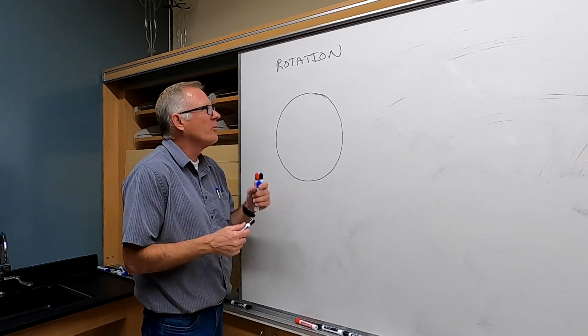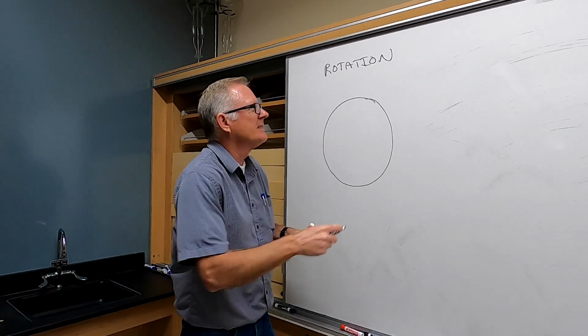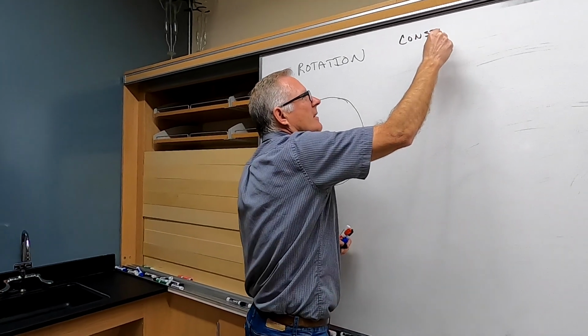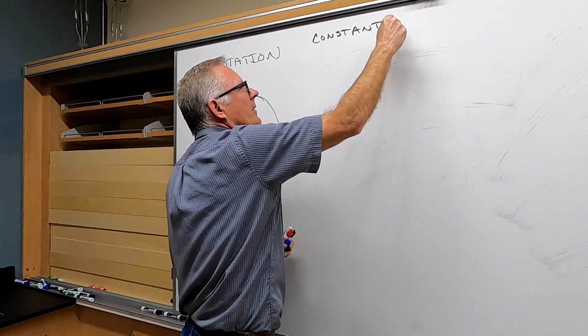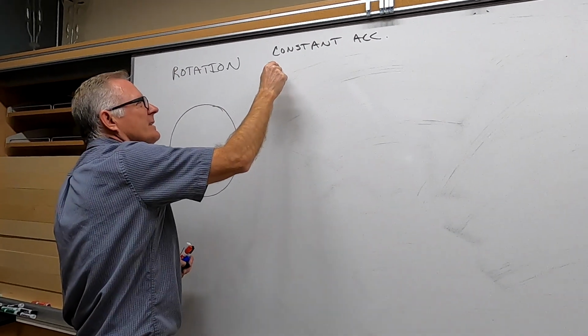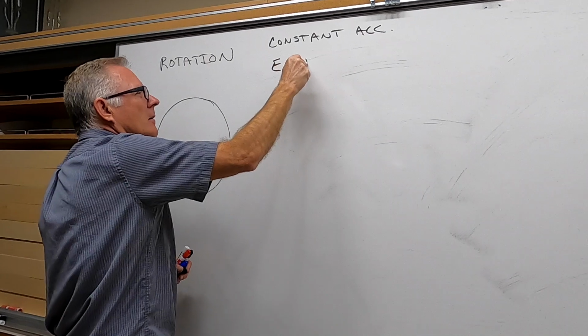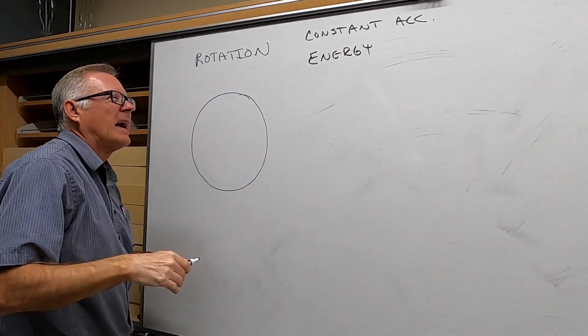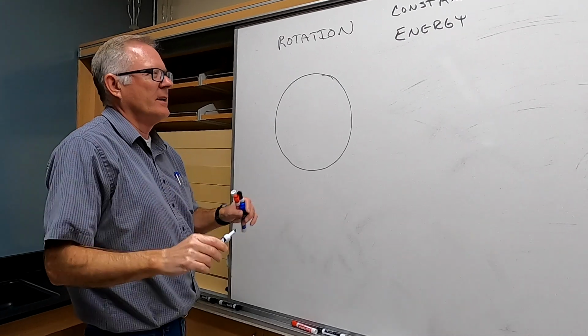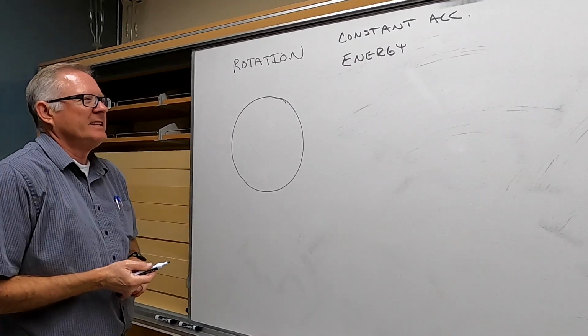So in chapter 9, we're only worried about constant acceleration. What are the constant acceleration equations for rotation? And the other one is energy. Chapter 10, they'll come back and do it for momentum and forces. But we're just going to look at these 2 right here.